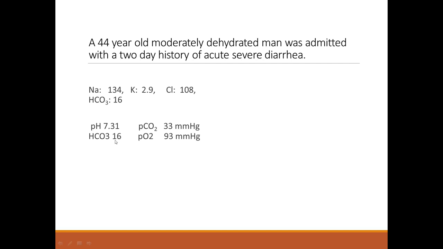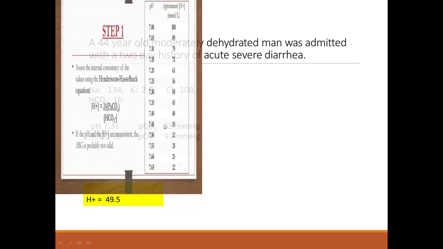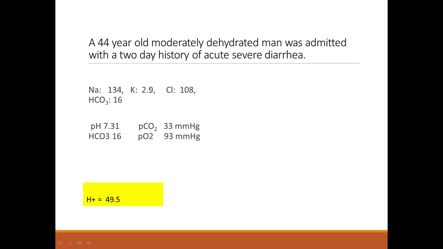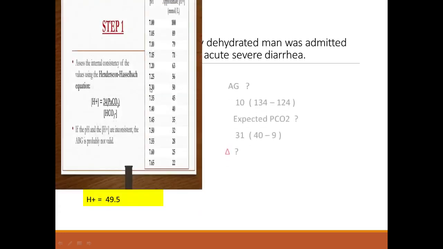Now again the same level of the bicarbonate as the previous scenario, so something around 30. PCO2 is 33. It's fine, it's not that much deranged. The hydrogen ion is 49.5. It's just for the internal consistency. If we see the 49.5, then we know it corresponds to 7.3, and the pH is 7.31. So it's internally consistent as well.